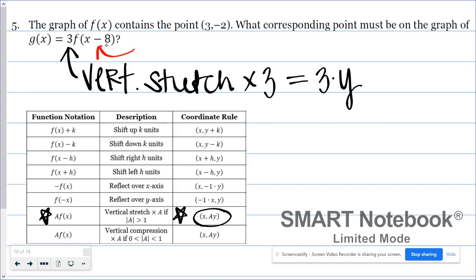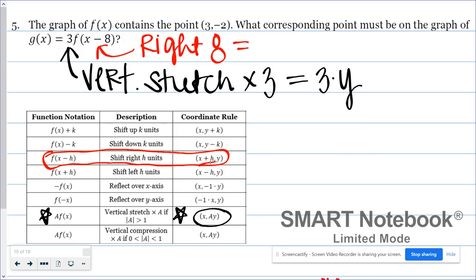And then I have x minus 8. So this is inside of the function, which means it's going right 8 units. And then according to my table, what changes is the x will increase by that h value. So all my x's will increase by 8.